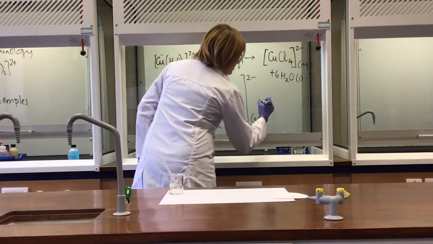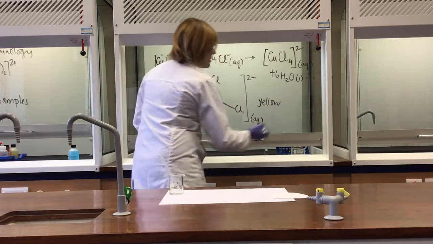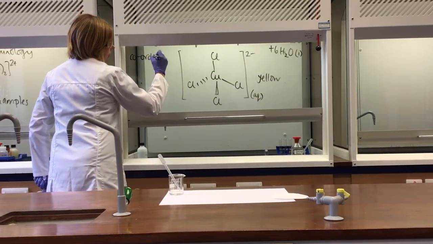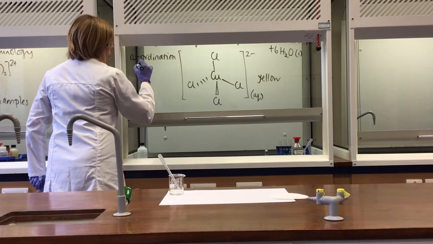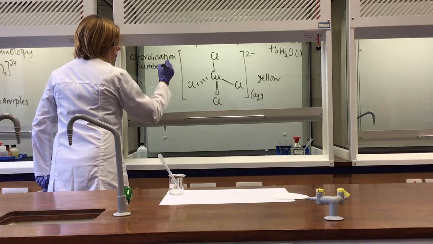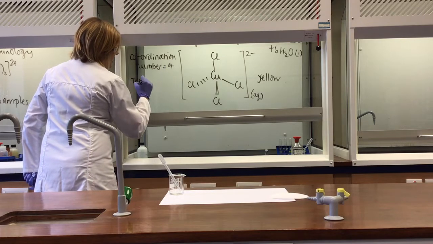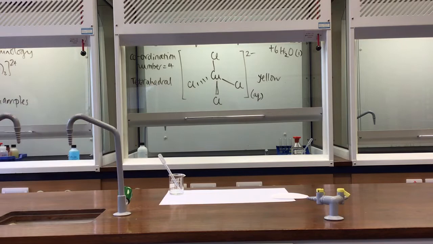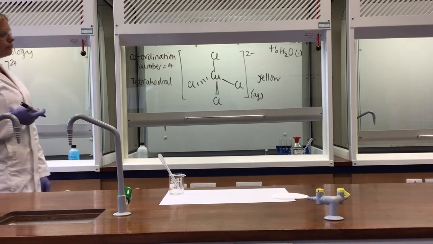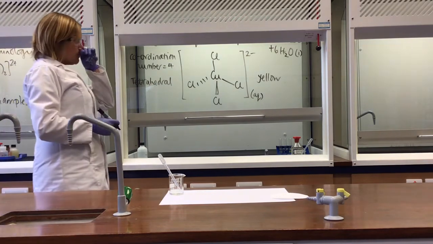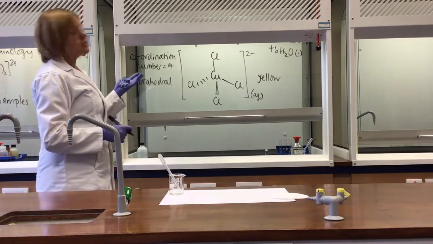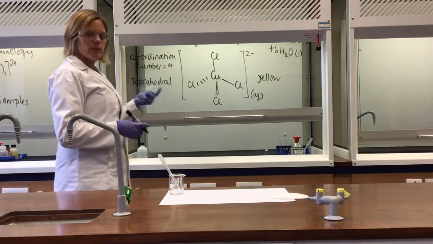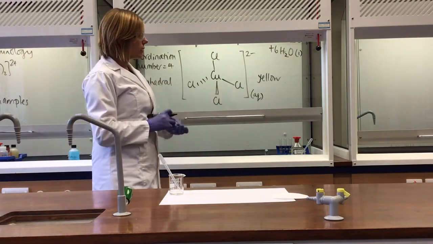That substance is yellow. It has a coordination number of 4. And this time it is a tetrahedral complex, so the shape around that central metal ion is tetrahedral. So notice this time we've changed two things: the identity of the ligand, but also the coordination number. So both ligand identity and coordination number can influence the colour of a transition metal complex.